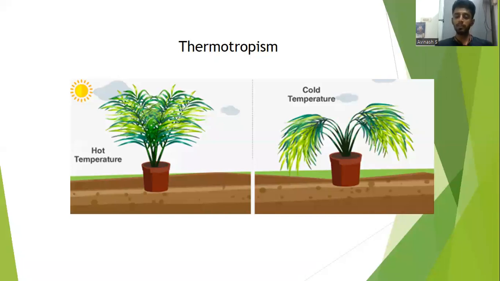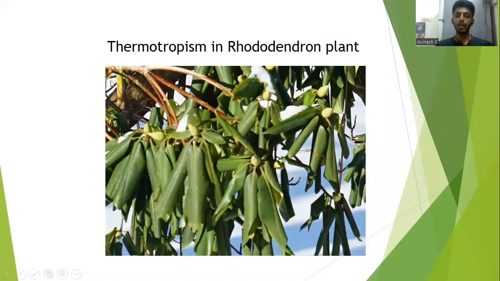And let me give you an example for this. As you can see, Thermotropism happens in a plant called the rhododendron plant. It's grown mainly in Nepal and Sikkim, in Himalayan regions, where there are lots of rhododendron plants. So you can see the leaves are all kind of drooping, and they are not wide and spread out. They are kind of very narrow. So now this is during a cold temperature.